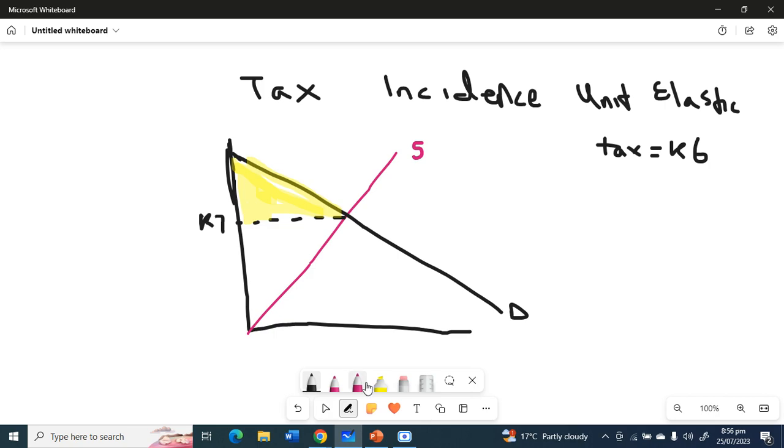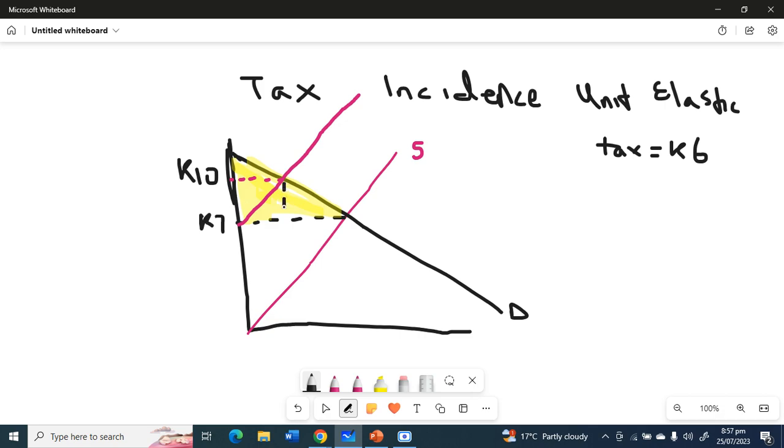Right, our supply curve is going to shift. Originally the consumers were paying 7 kwacha for this good. Now a tax of 6 kwacha has been imposed. So now, let's say that we're paying 10 kwacha now, right? The price of this good has increased to 10 kwacha.